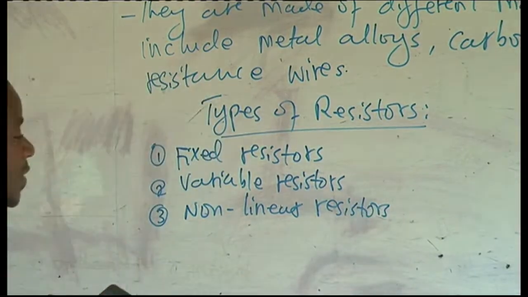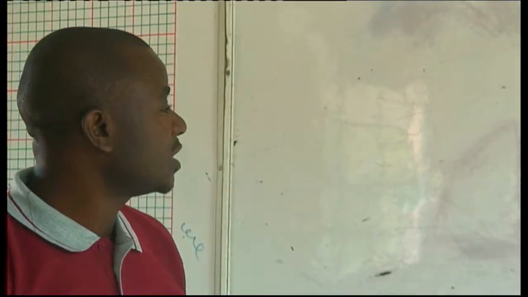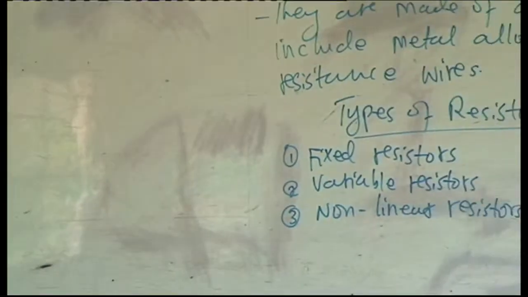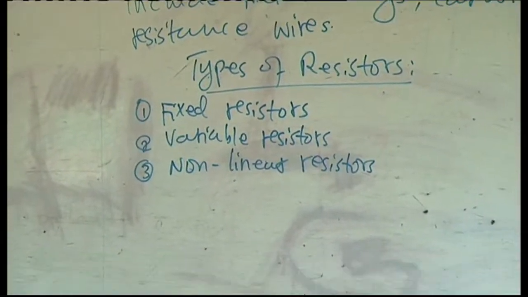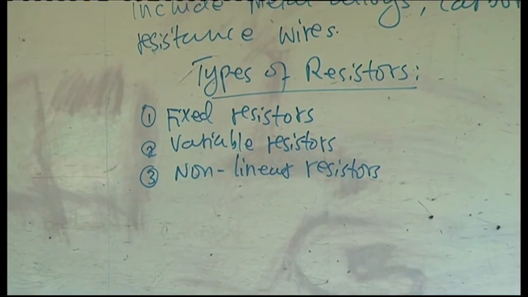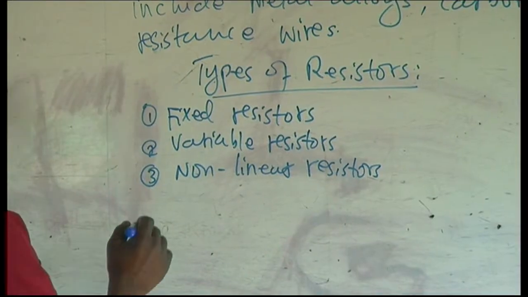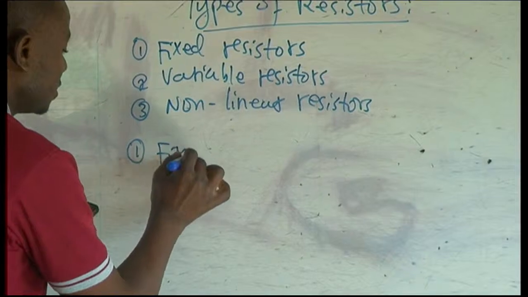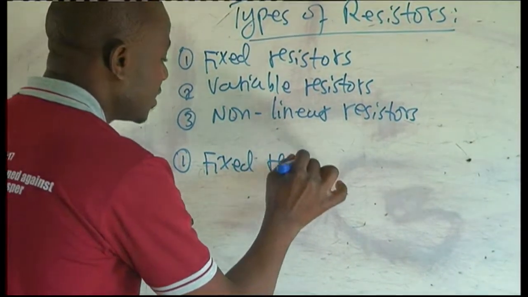So these are the three main types of resistors that we have, and we want to discuss each one of these so that we know how each actually looks like and how it works to offer a particular resistance to the flow of current. Now let's begin with fixed resistors. So the first one, fixed resistors.